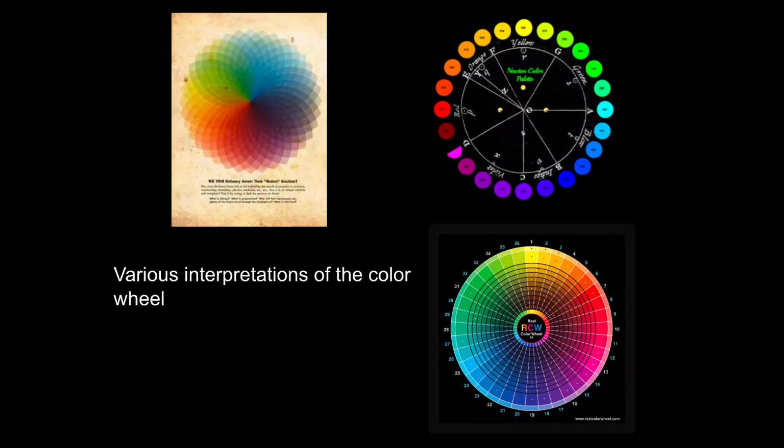Okay, I've just put this here because there's been many different colored wheels proposed over the centuries. And these are just a few. The one on the upper left is by Oscar Schlemmer, who is a famous Bauhaus art instructor. The one on the upper right is a reinterpretation of Newton's original. And the one on the bottom is interesting. It's called the real color wheel.